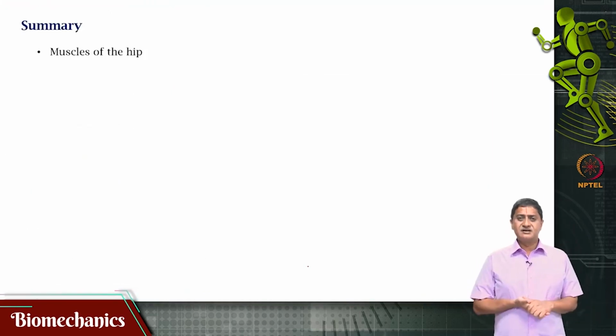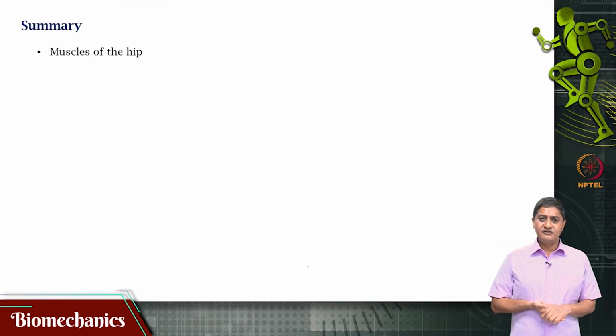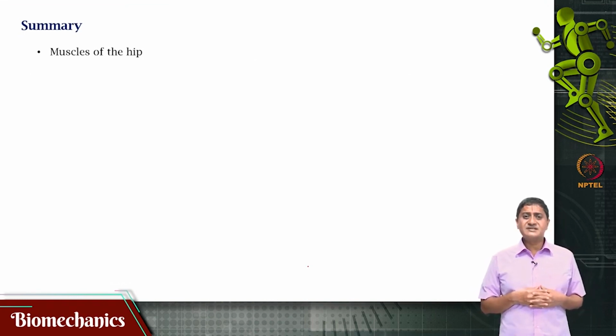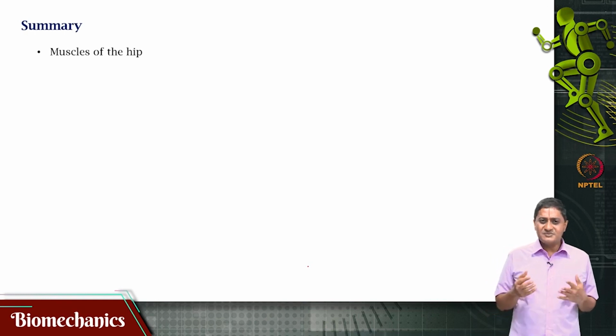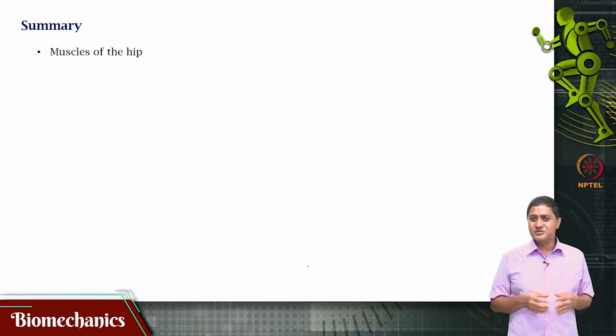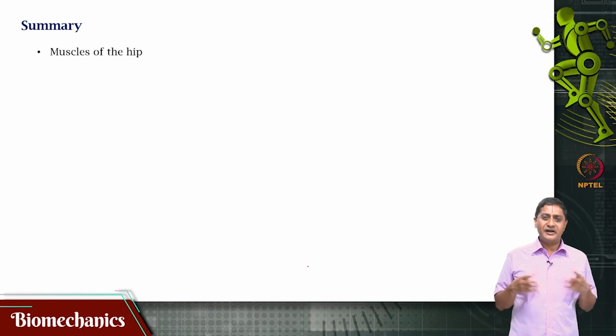So, with this we come to the end of this video. In this video we discussed the muscles of the hip. What are these muscles? The muscles of the iliopsoas group, the glutes and the adductor muscles. With this we come to the end of this lecture.